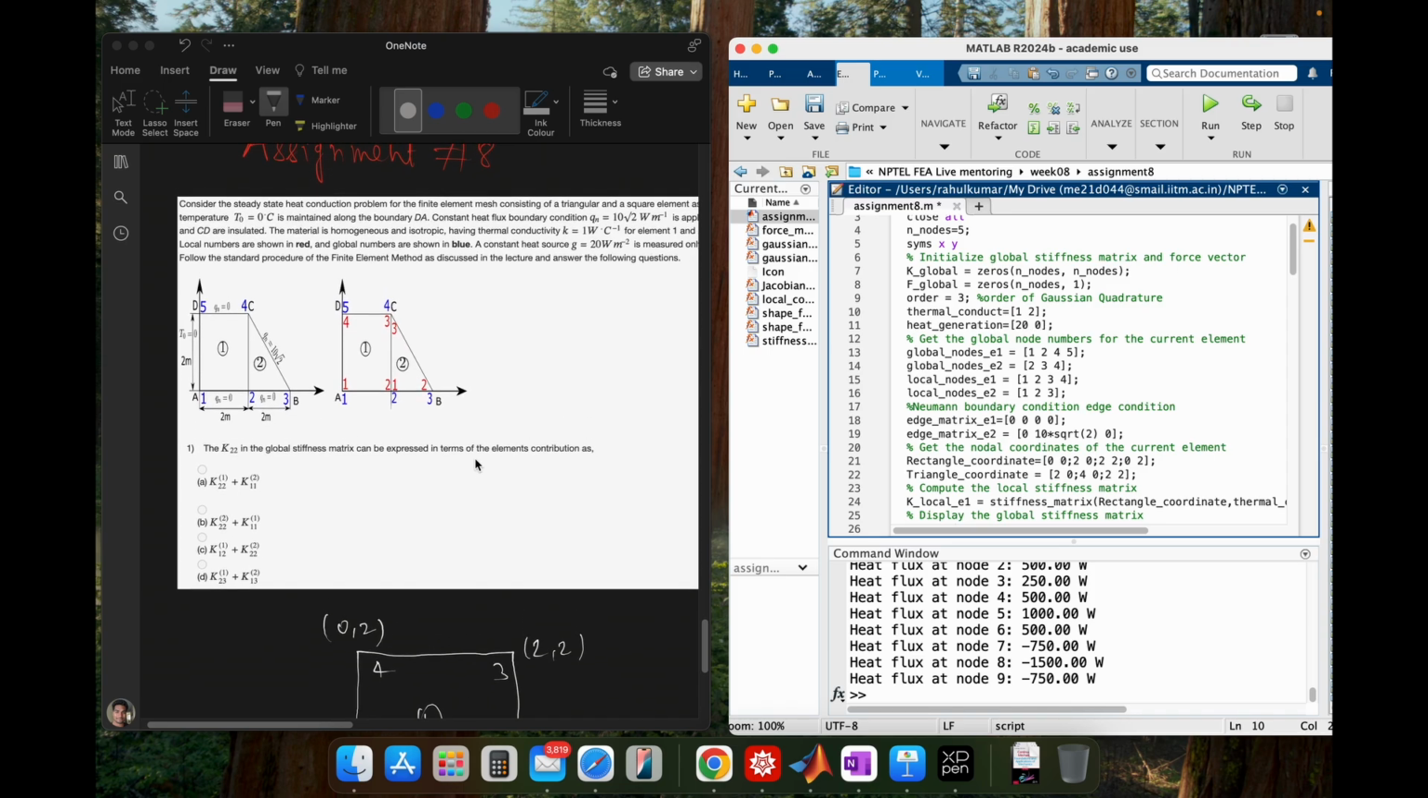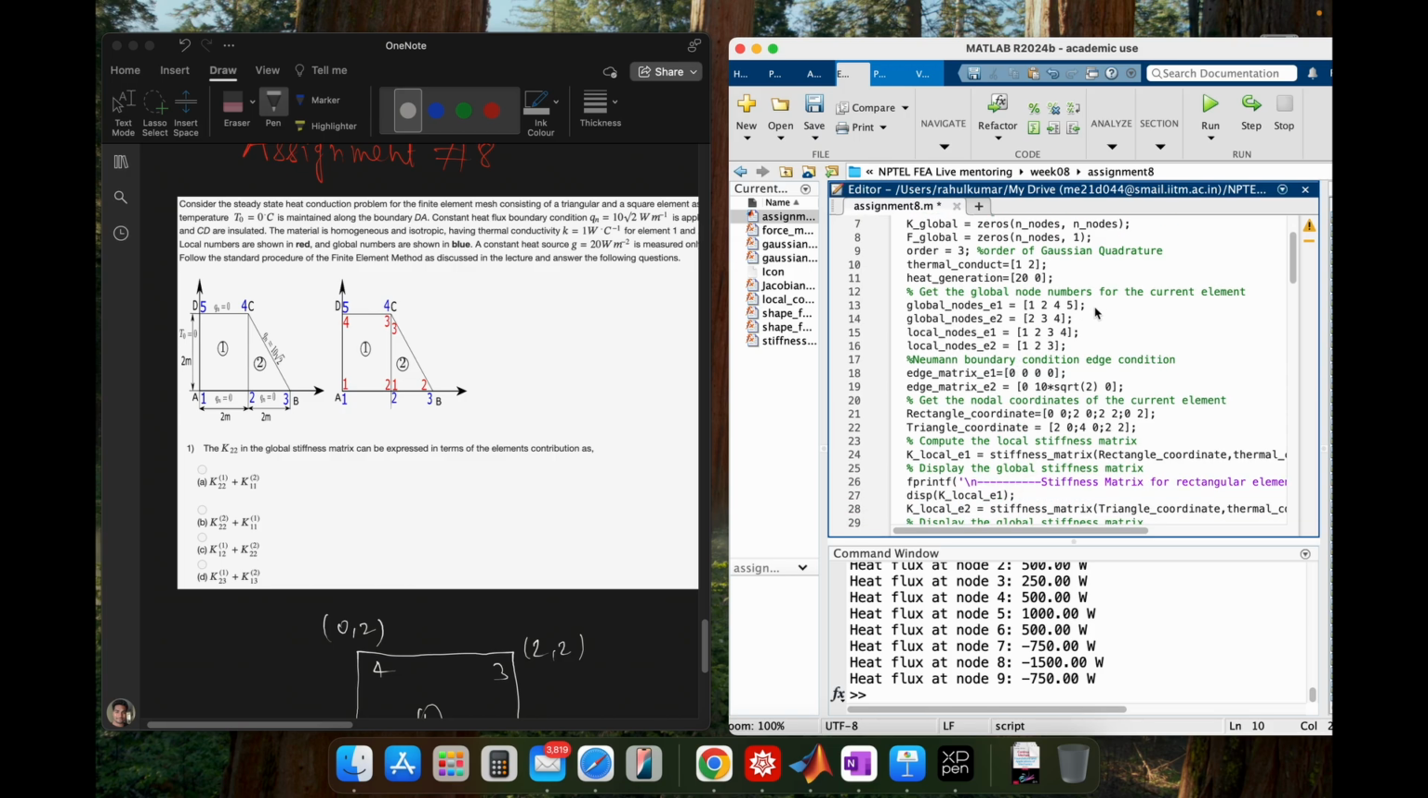And there is a global node. So I am assuming for element 1 the global nodes are 1, 2, 4, 5. And for element 2 it is 2, 3, 4. And what are the local nodes for element 1? So 1, 2, 3, 4 and 1, 2, 3.